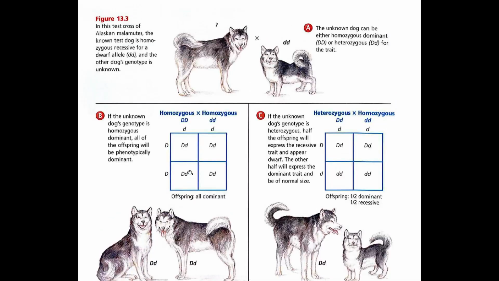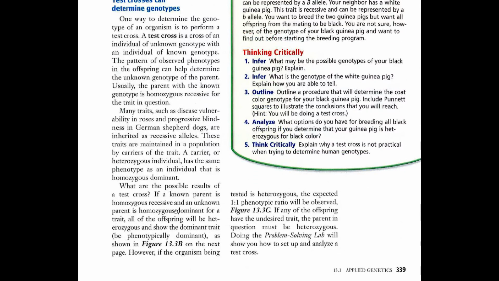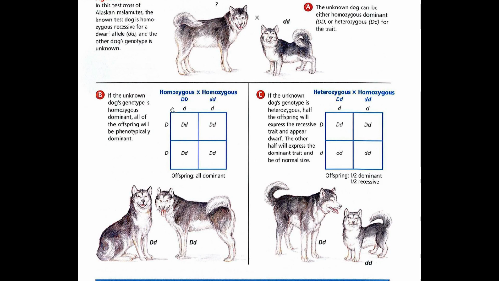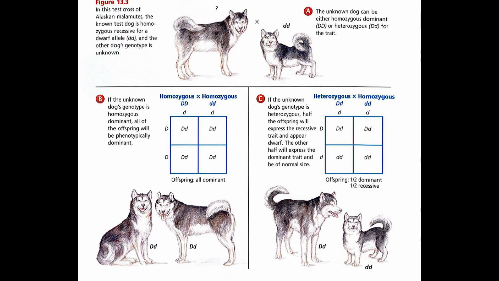So, all right. So what are the possible results of a test cross? If a known parent is homozygous recessive and an unknown parent is homozygous dominant, we wouldn't know that, though. That's what the unknown means. All of the offspring will be heterozygous. So that's what's happening over here. If we know that this parent right here is homozygous recessive and the unknown one happens to be homozygous dominant, then in the Punnett square, we all get capital D, lower d, which means all of our offspring will be capital D, lower d, so they'll look tall.